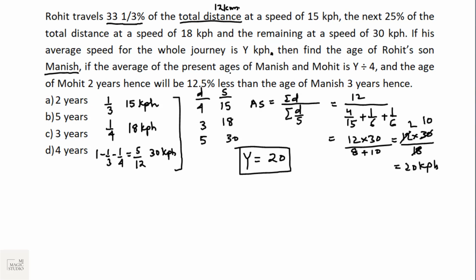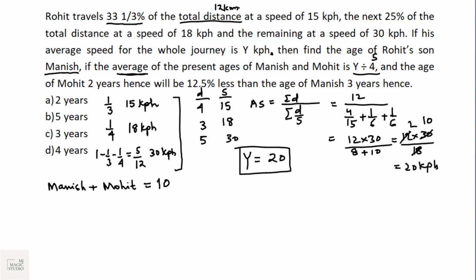If the average of present age of Manish and Mohit is y divided by 4. Y is 20, divided by 4 means 5. And this is average. That means Manish's present age plus Mohit's present age is 5 into 2, 10. The word average is given, that's why I'm multiplying this 5 by 2. So the first equation we have is Manish plus Mohit is 10.